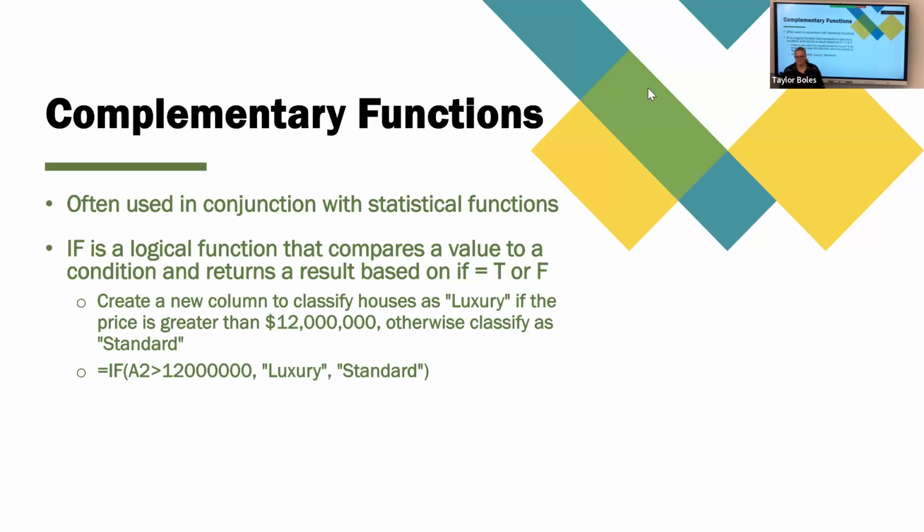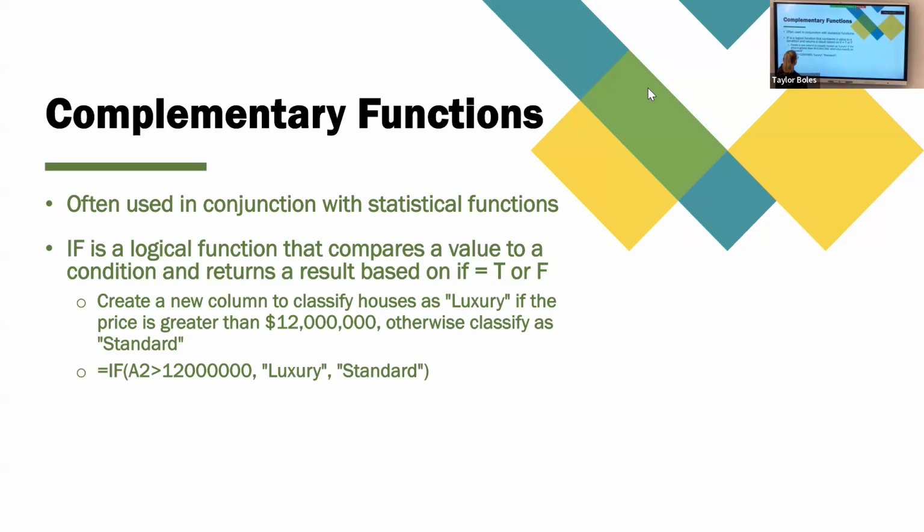We have some complementary functions that are used in conjunction with statistical functions. So the first one we'll talk about is IF. IF is a logical function that compares a value to a condition and returns a result based on if it's true or false. So suppose we want to create a new column to classify houses as luxury if the price is greater than, let's say, $12 million. Otherwise, we'll classify it as standard. That's how you would do that.